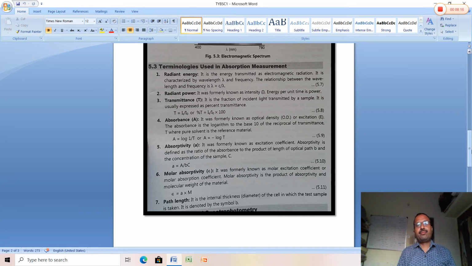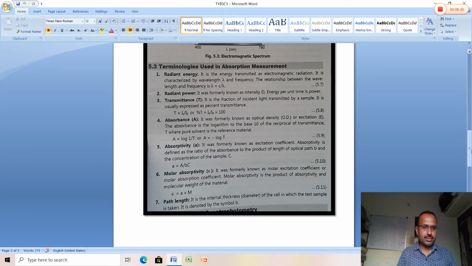The third definition is transmittance. It is the fraction of the incident light transmitted by the sample. It is usually expressed as a percentage transmittance. So T is equal to I_T upon I_0, or percentage T is equal to I_T upon I_0 into 100.